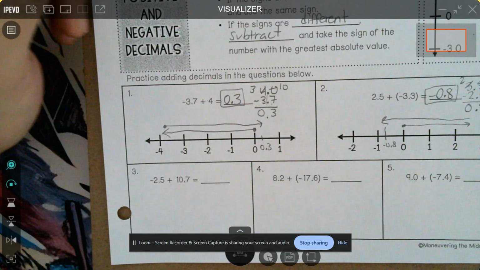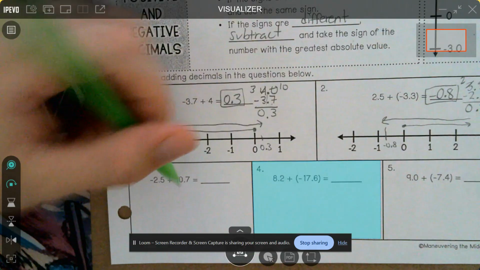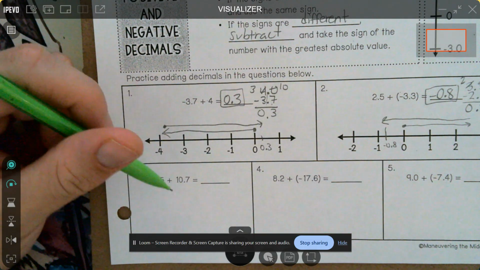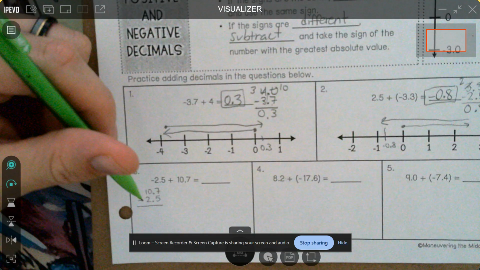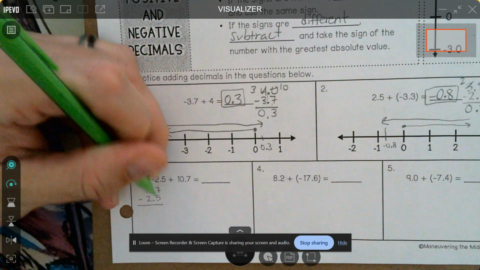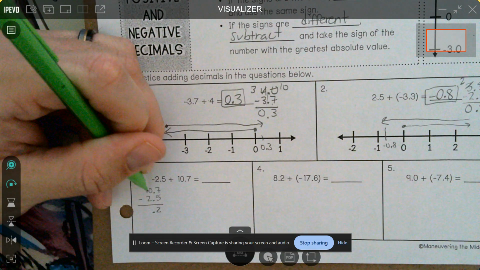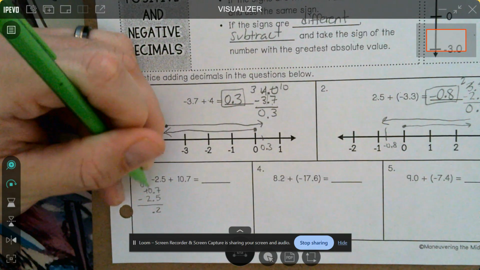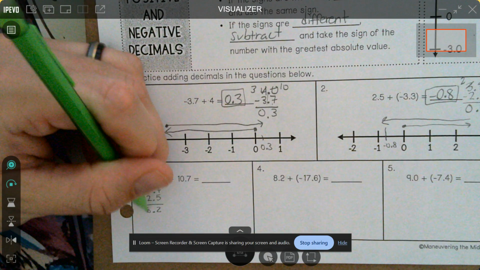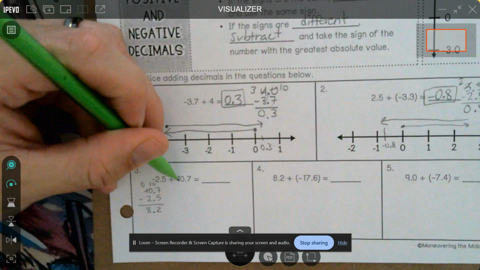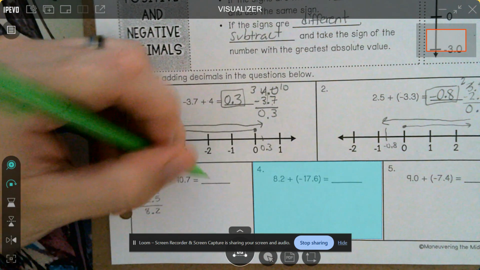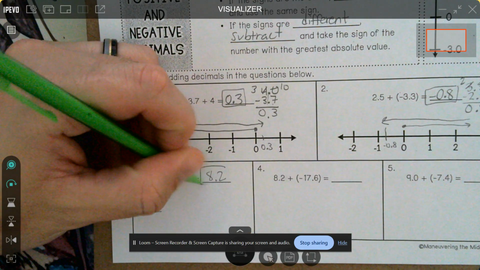All right, number 3, we have different signs here. Go ahead and pause the video and see if you can set this one up by yourself. All right, hopefully you set it up correctly. It should be 10.7 minus 2.5. Now we have to subtract. 7 minus 5 is 2. 0 minus 2, we can't do that. We got to borrow. 10 minus 2 is 8. So your answer is 8.2. But check your sign. 10.7 is positive, and it's bigger. So it stays a positive 8.2.